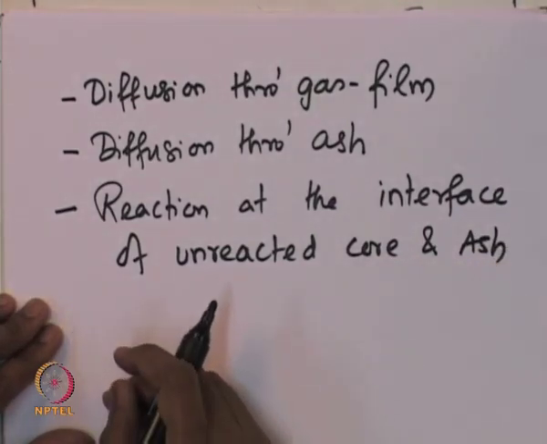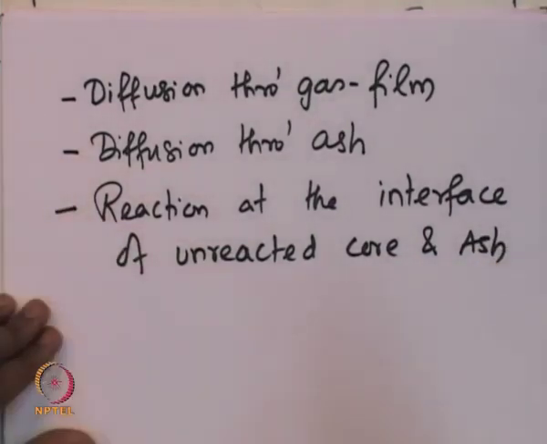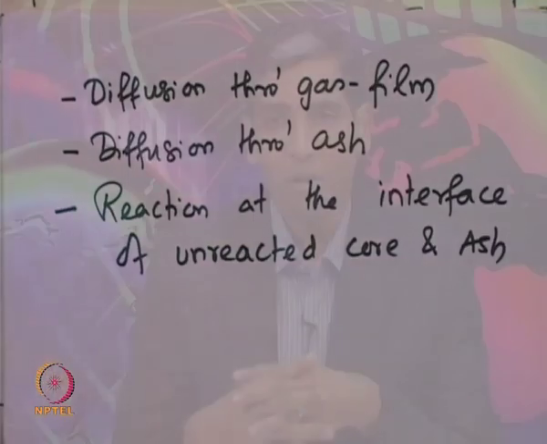So, therefore, the extent of reaction, that is the overall conversion of the reactant of the solid, depends upon which of these three processes is the rate limiting step. It could be that the diffusion through the gas film is an extremely slow step. Remember that the rate limiting step is essentially the slowest step, and because it is the slowest step, it controls the overall conversion.